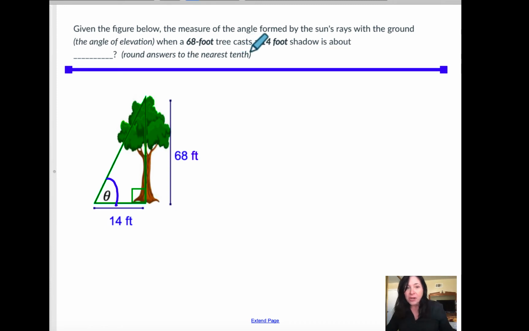I don't know what they want. Oh, they want to know what the angle is. Find the angle. So the measure of the angle, find, oh, this should say find the measure of the angle. So find the measure of the angle.